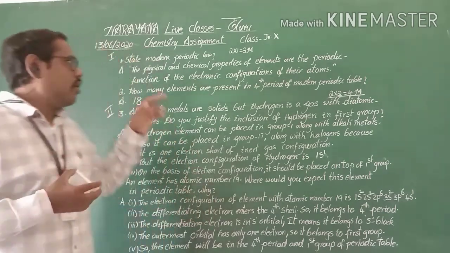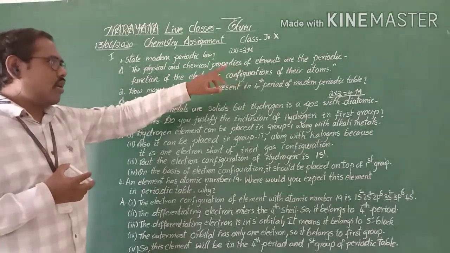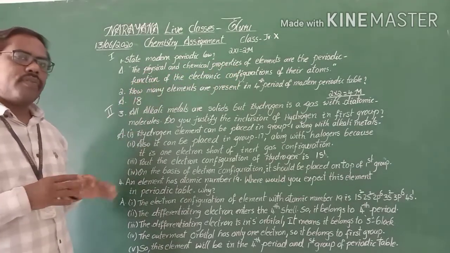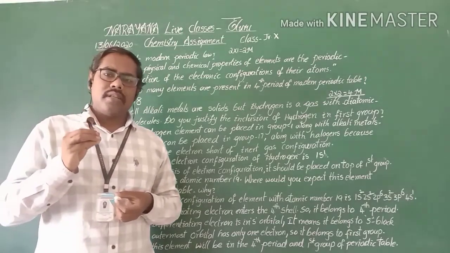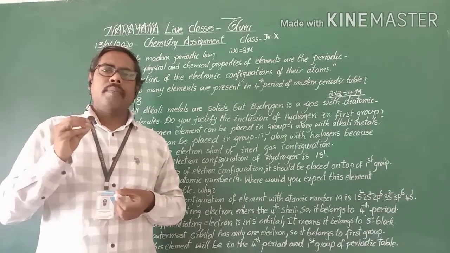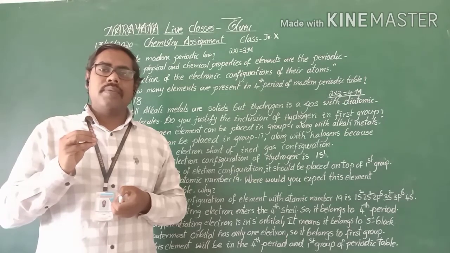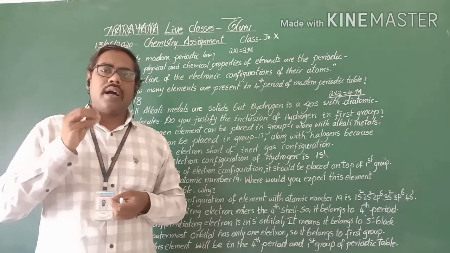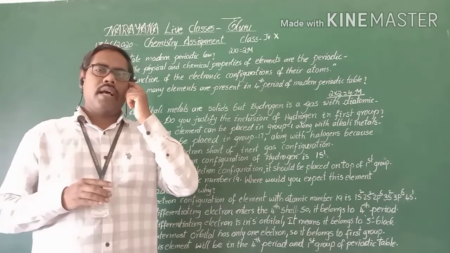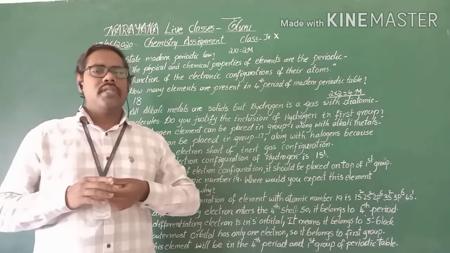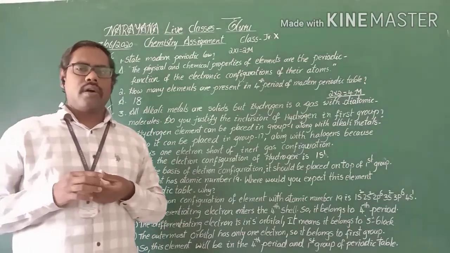And here one more thing, what they said: the physical and chemical properties of the elements are the periodic function. What is the meaning? That means when the elements are arranged based on their electronic configuration in the periodic table, the elements with the same physical and chemical properties occur after a certain interval. That is called the physical and chemical properties of the elements being periodic function of the electronic configuration.